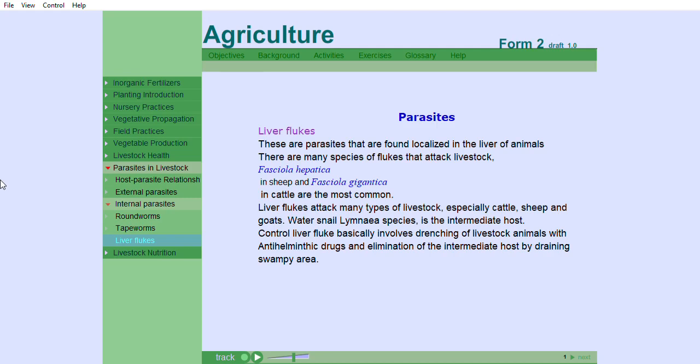Control of liver fluke basically involves drenching of livestock animals with anthelmintic drugs and elimination of the intermediate host by draining swampy areas.